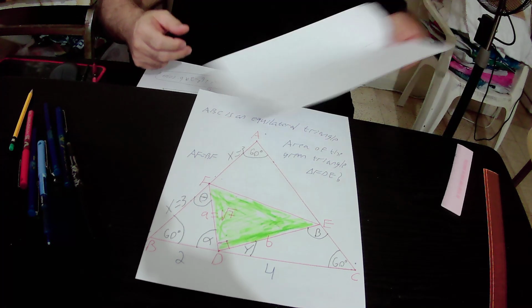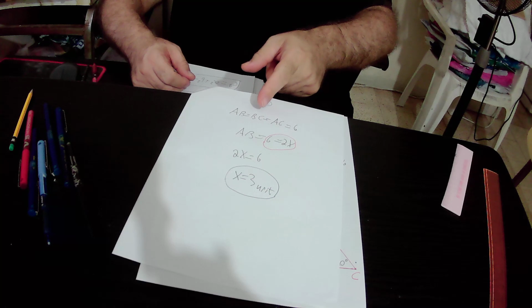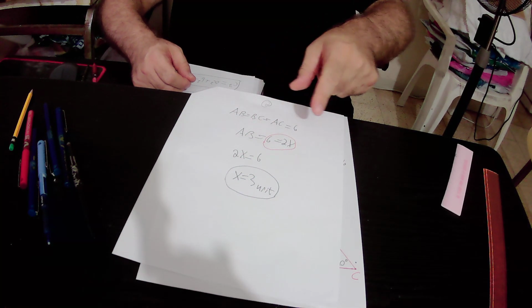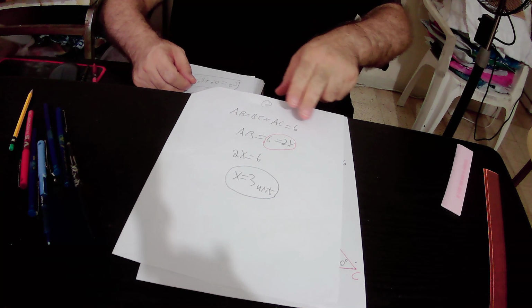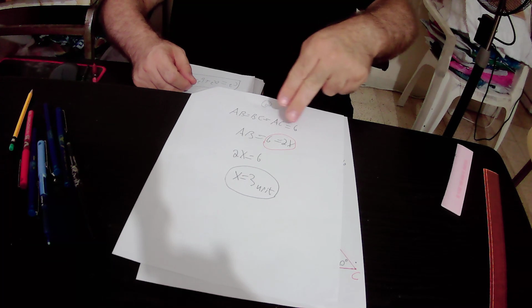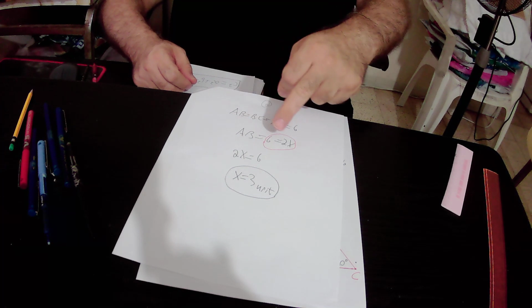So we got this equality that from one side AB equals 6 units, and from the other side AB equals 2X. So from this equality we can derive that 2x equals 6, and if we divide this equality by 2, we will get that x equals 3 units.